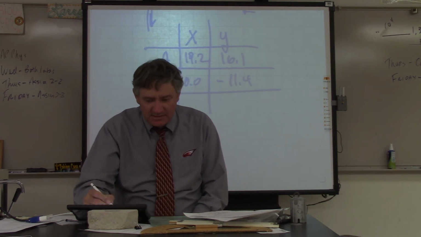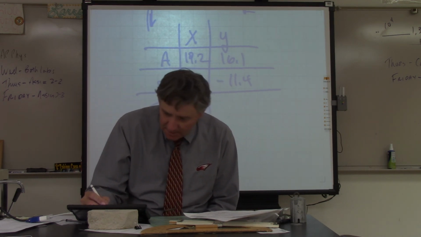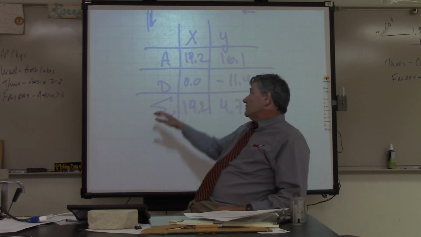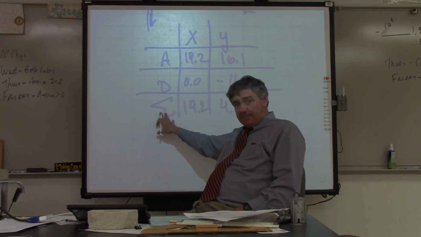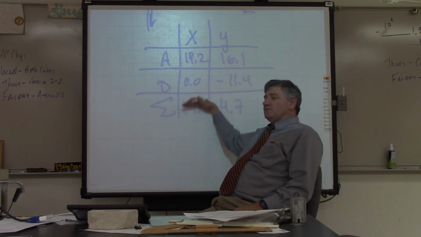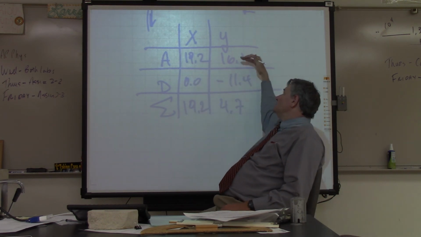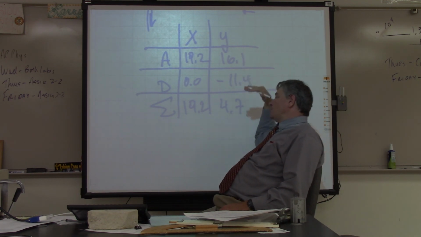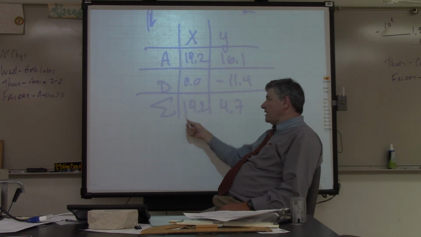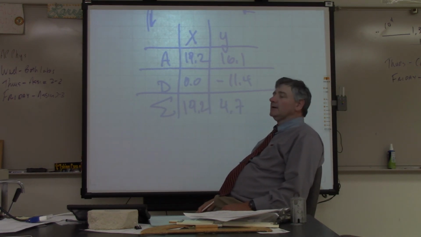Now I'm going to add these together. I'm going to get 19.2. And then I'm going to get 4.7. Okay? Literally. This sigma just means sum. I'm just going to add these together. 19.2 plus 0. Check my math. I think you're going to get 19.2. 16.1 and negative 11.4, you're going to get 4.7. So, here's my x component sum, here's my y component sum. Okay?